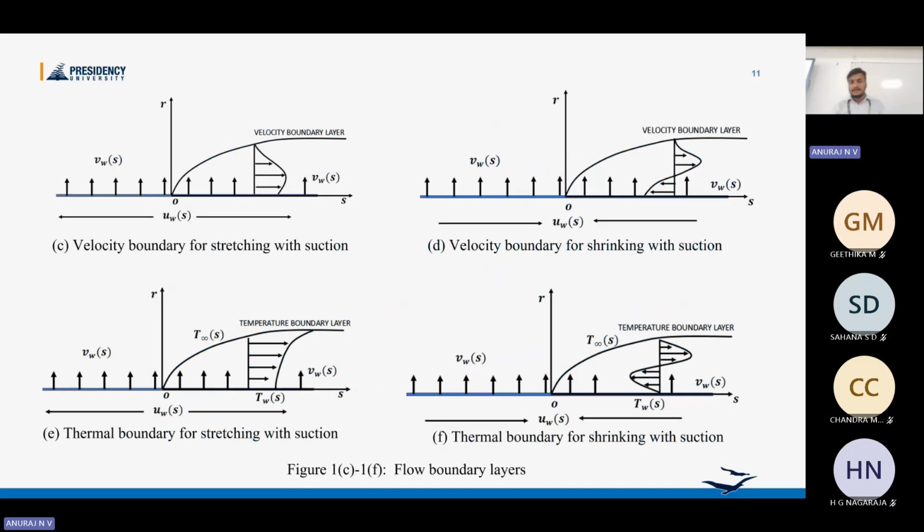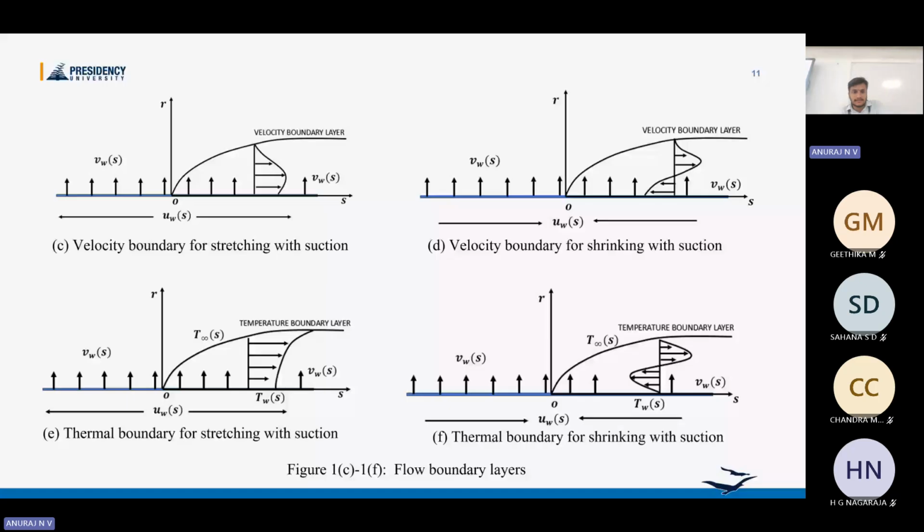And here, basically, the shrinking involves the backward flow. We can see the backward flow in figure D, which leads to boundary layer separation and a non-unique solution, which separates within a specific parameter range. This is how the shrinking parameter works. Like it is an inward motion.